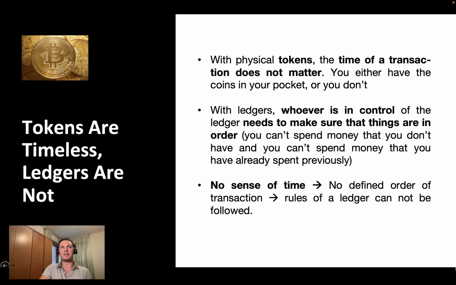Without an absolute sense of time, there is no way to have a defined order of transactions. And without a defined order of transactions, the rules of our ledgers cannot be followed. How else can you make sure how much money you actually have? How else can you make sure that things are in order?